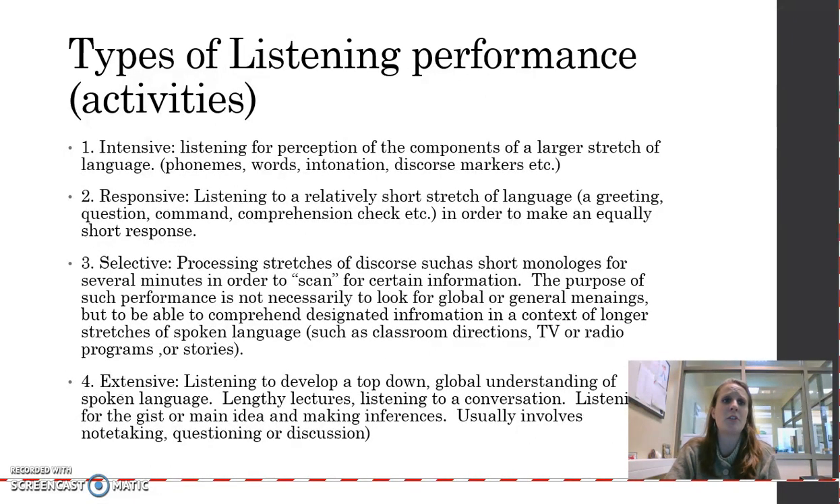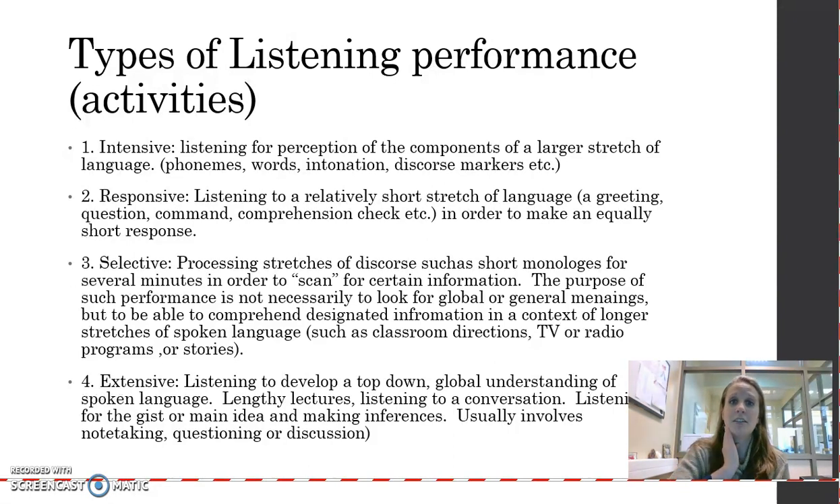First, a brief overview of what the 4 types are. Intensive, responsive, selective, and extensive. These are the 4 types of listening that we can assess. Intensive is listening for perception of the components of a larger stretch of language: phonemes, words, intonation, discourse markers. When you have them listen and fill in the blank, that's intensive.